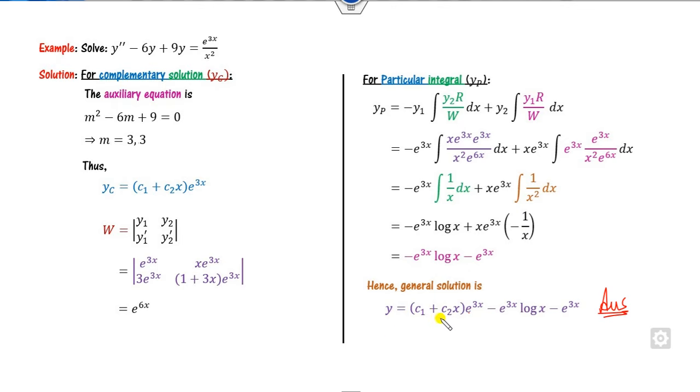And you can see if you open this bracket, c1 minus 1 e raised to power 3x, I can adjust this value with the first constant and the rest values are the same. So I can take the first part as c, another constant, c1 minus 1 is another constant as c1 dash.